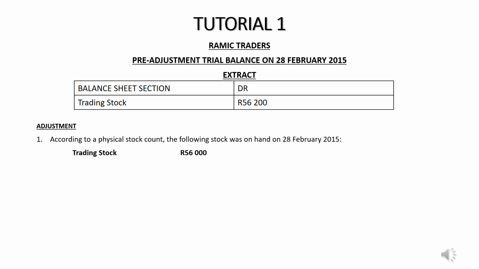So what you need to understand about this tutorial or this activity is that we are trying to analyze or prepare financial statements using a perpetual inventory system, also known as a continuous inventory system. Today we're going to look at Remic Traders, a pre-adjustment trial balance on 28 February 2015. Given here is the balance sheet and extracts, meaning that we are given the information that we are going to use whenever we are responding to these questions.